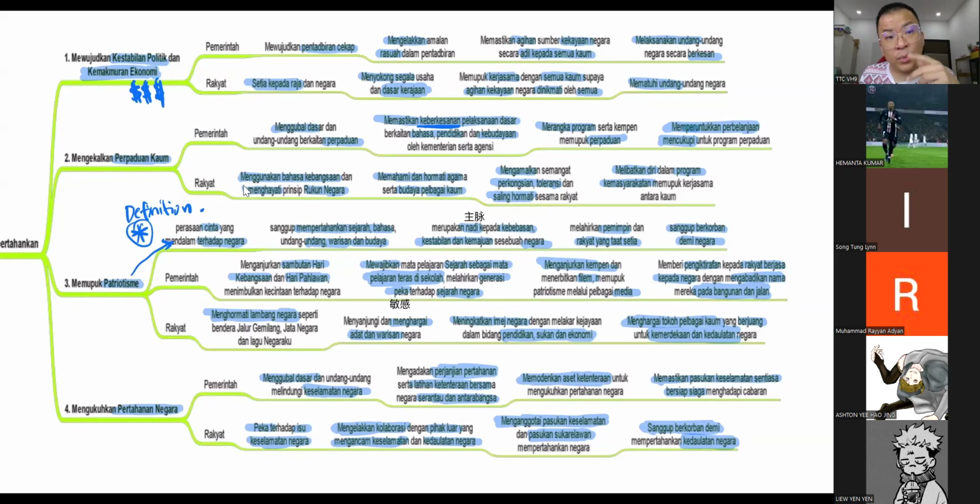Then for rakyat base, we use more BM. We follow Rukun Negara law. We respect other religion and other culture. We understand and we respect. And then we sharing, we tolerate, we respect. That is how we have Adeline.